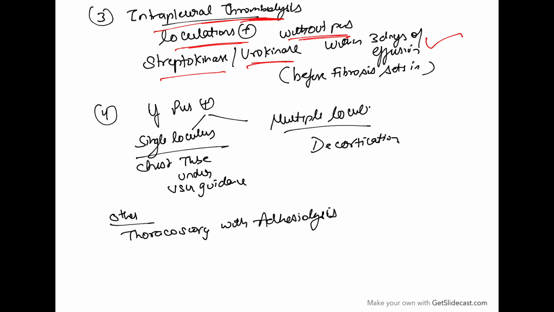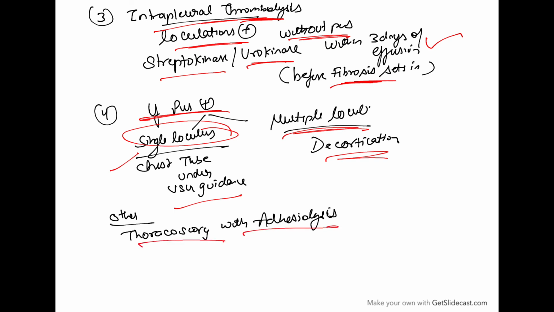So the thrombolysis is usually done early, before the fibrosis sets in. Now, if the pus is present, then we have to see whether a single loculus of pus is present or multiple loculi are present. If a single loculus is present, we can go for chest tube drainage under ultrasound guidance. If multiple loculi are present, then we will go for decortication. Decortication means stripping off the thickened visceral pleura. Now, we can also go for thoracoscopy with adhesiolysis. Okay, so this is all about this. Thank you.